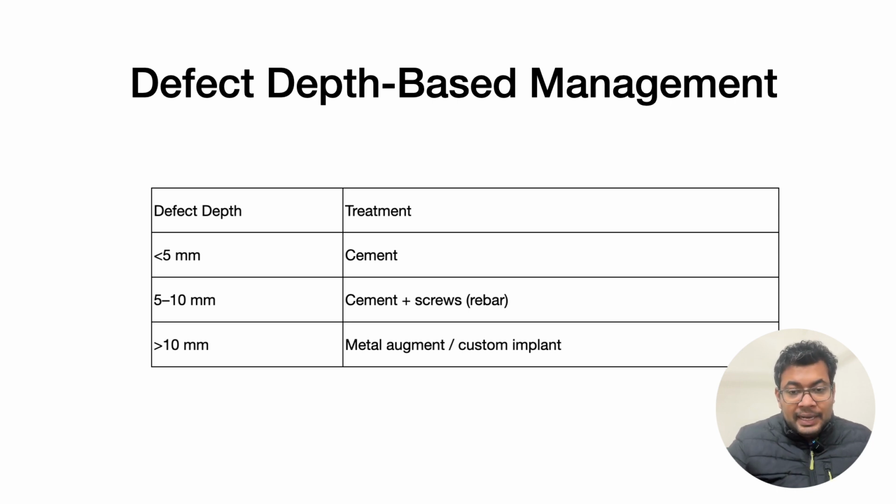If it is more than 10 mm, then we definitely will have to do something about it. We may have to use metal augments or some other custom-made implant, but metal augments work well. We can use metal augments like blocks or wedges.